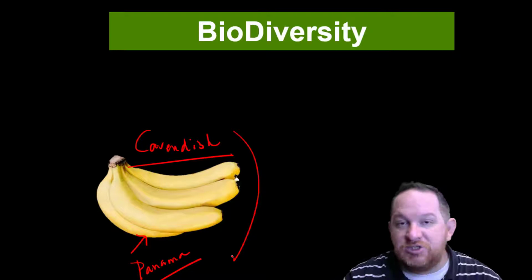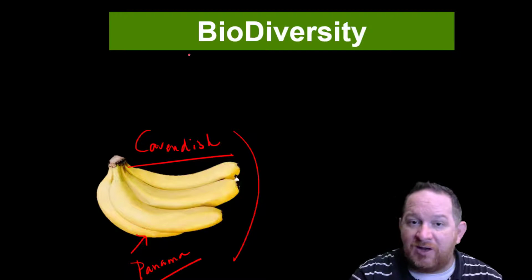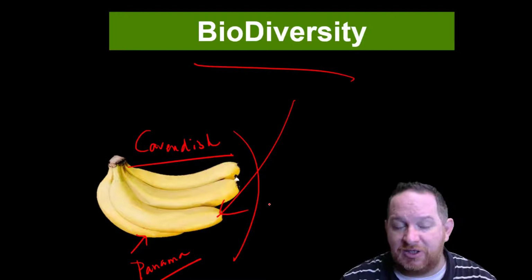In this video, we're going to talk about issues of biodiversity, and I'm going to tell you what happens to the Cavendish banana. Let's get started.